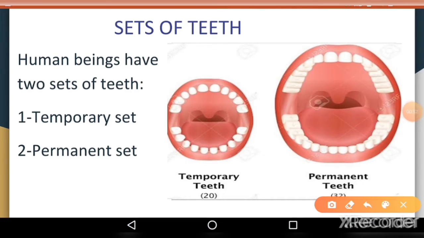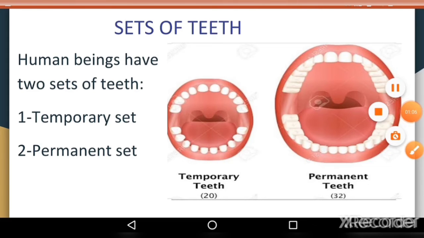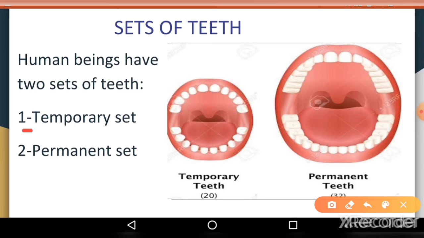Human beings have two sets of teeth, temporary set and permanent set. We have all gone through the phase during our childhood where we would lose a tooth and a new one would already be ready below it. As humans, we have two sets of teeth, temporary set and permanent set.